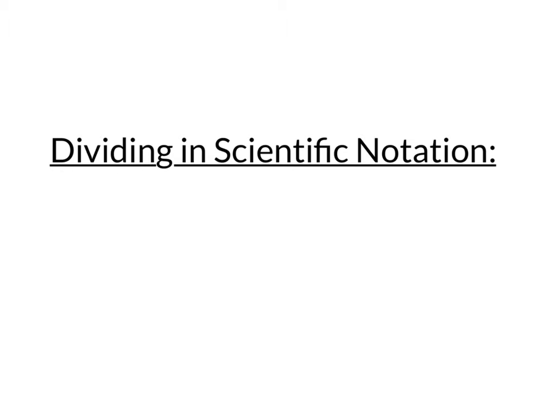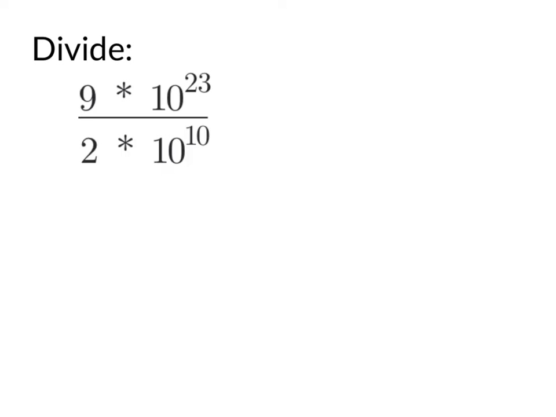All right, let's divide some numbers. They're written in scientific notation. So if we have 9 times 10 to the 23rd divided by 2 times 10 to the 10th, we can split this fraction into the product of two other fractions. And we can do that really just by splitting the fraction right here.